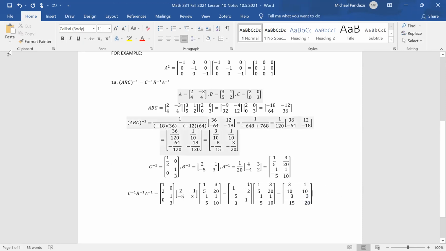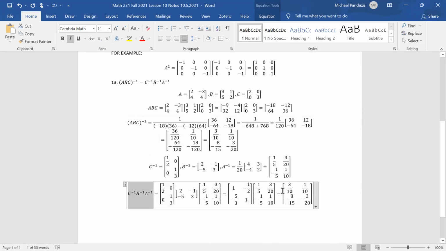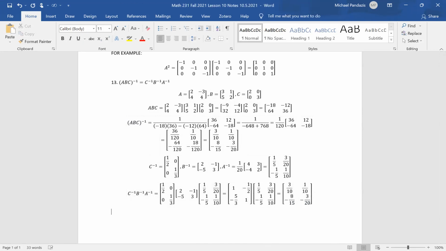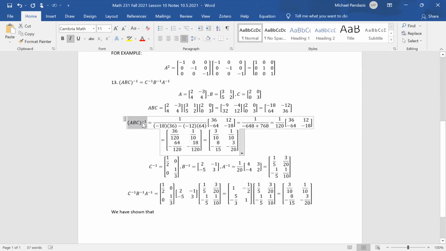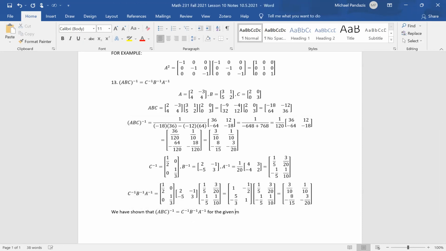Good. Okay, does that make sense? You couldn't follow every calculation, but basically you just do these calculations. ABC, the inverse of ABC is this, and C inverse, B inverse, A inverse is that, and they're the same. So what we have shown is that the inverse of ABC is equal to C inverse, B inverse, A inverse for the given matrices A, B, C.